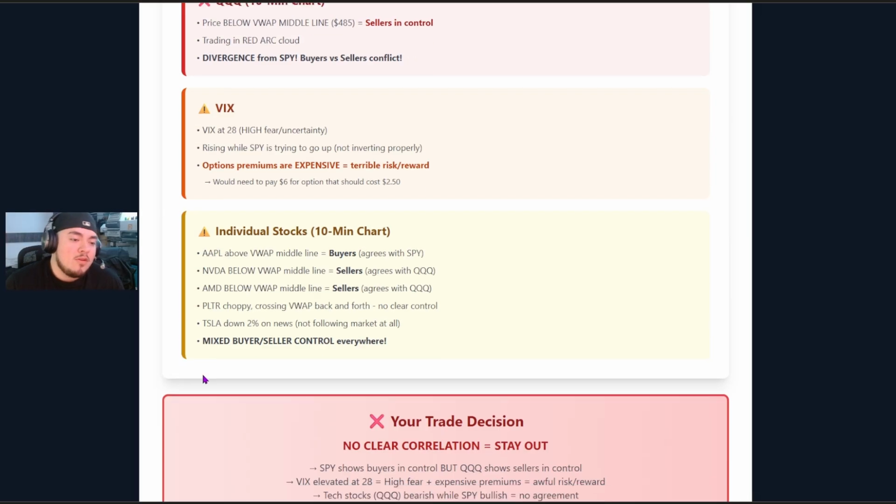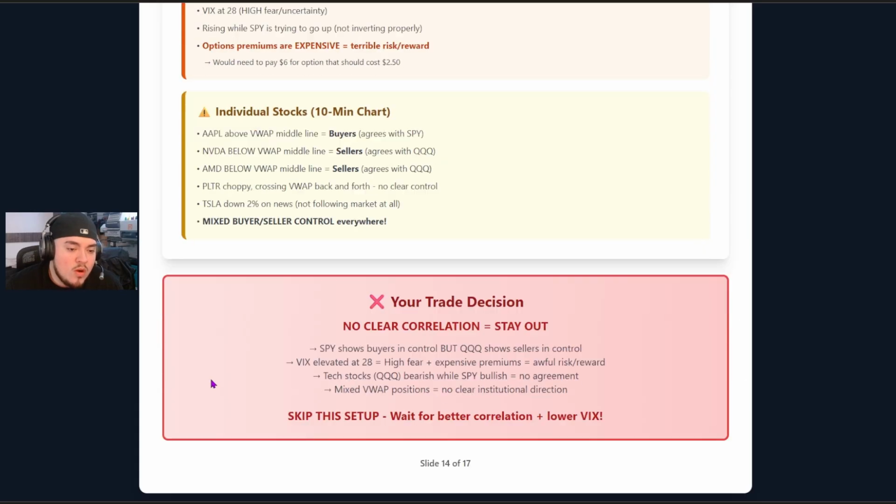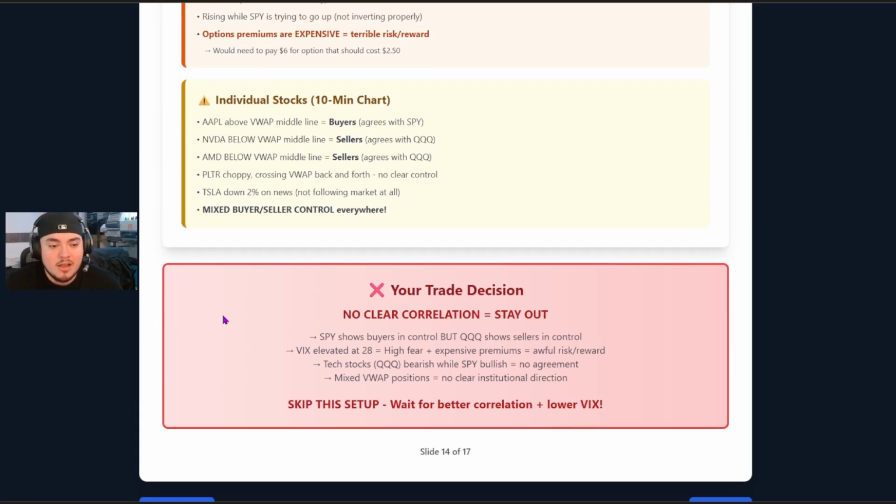And then you flip over to your individual stocks, and Apple is trading above the middle VWAP line, NVIDIA is trading below it, AMD is trading below it, Palantir is choppy, crossing above and below the VWAP line, no clear control. Tesla's down 2% on the news, not following the market at all. This is mixed buyer/seller control everywhere. What is your trade decision when you see the market like this?